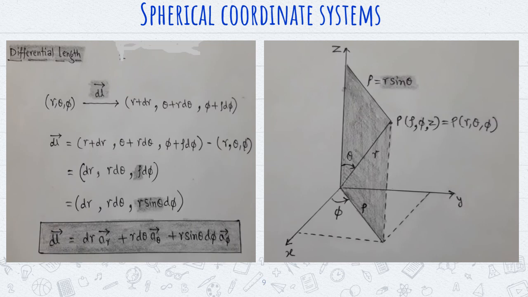Okay, and from that r to the z axis, the angle between these two is theta. Now, from the point P, you draw a 90 degree line to the z axis, and you mention it as rho.